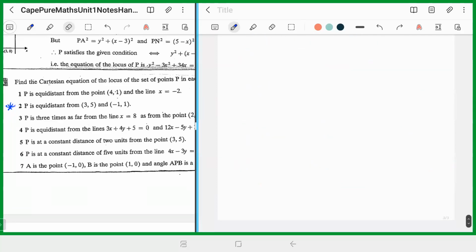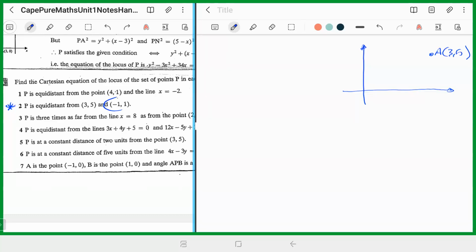So again, I can sketch it. Just put on a sketch. So it's like I have my y-axis and I have my x-axis. So (3, 5) would maybe be up here. Let's call that point A, (3, 5). And this point, (negative 1, 1), will be somewhere over here, maybe here. Let's call that B, (negative 1, 1). And then now, P is maybe here. I just put it here, P, and call it (x, y).